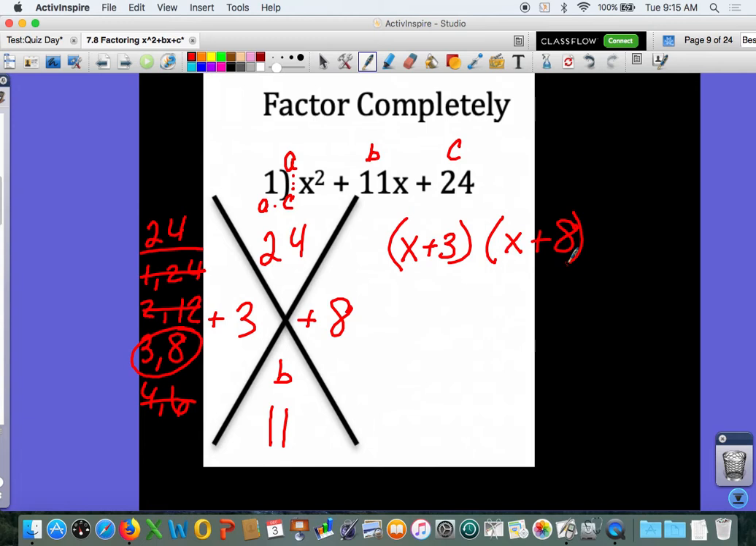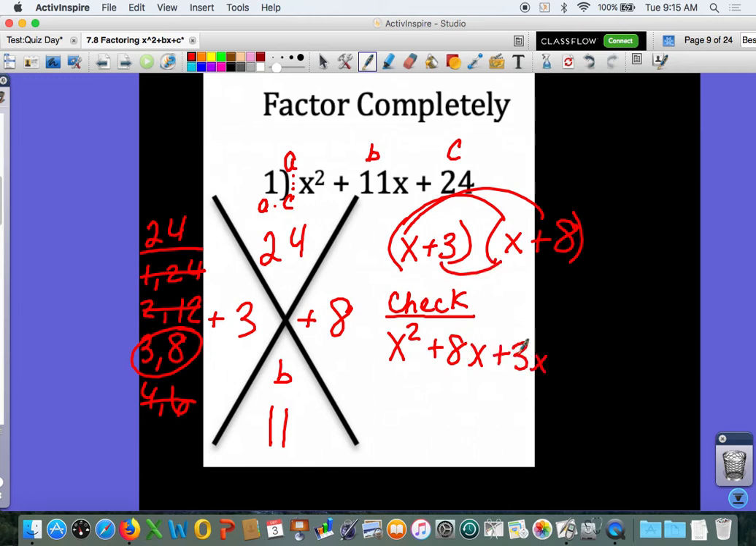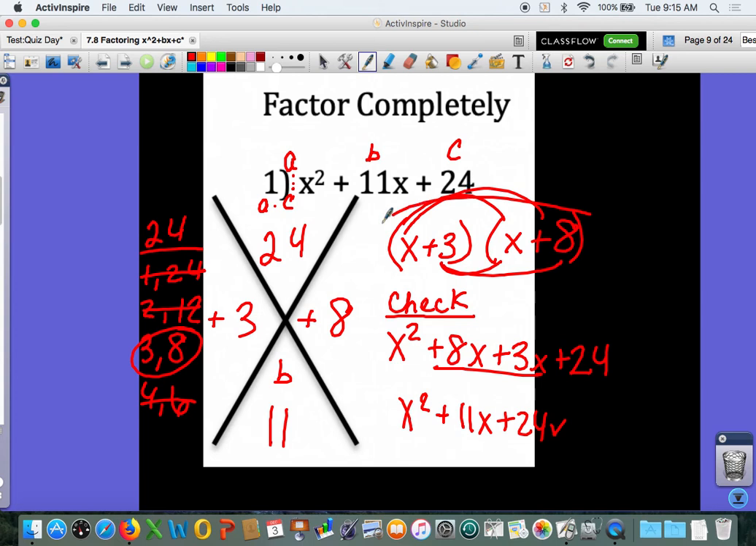From here, what do I do next? Well, I can check. So x times x gives me x squared. X times 8 gives me 8x. 3 times x, 3x. 3 times 8, 24. Combine those like terms. X squared plus 11x plus 24. That matches, so this is my final answer.